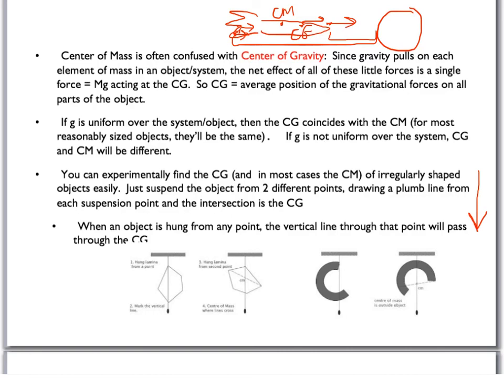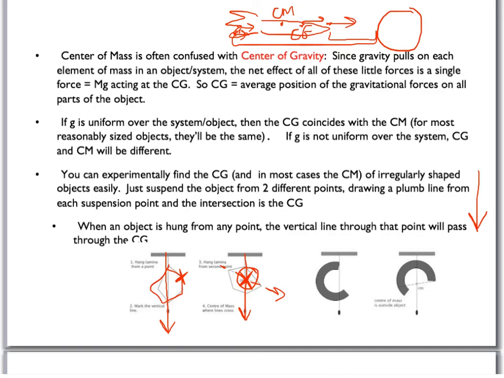So when the object is hung from any point, that vertical line through that point will pass through the center of gravity. So notice in these diagrams here, we have this irregularly shaped object down here. And if we suspend it from this point, we see this plumb line that's being drawn through. And then they suspend it from a different point. So they've basically rotated the object and suspended it from another point, drew another plumb line, while the other plumb line was still drawn on there, meaning that the intersection of these lines is now your center of gravity and also your center of mass.